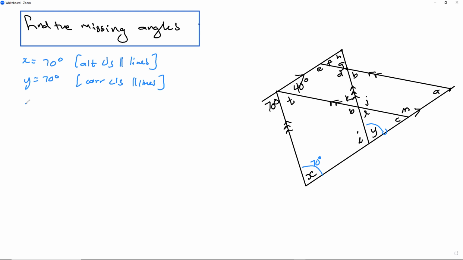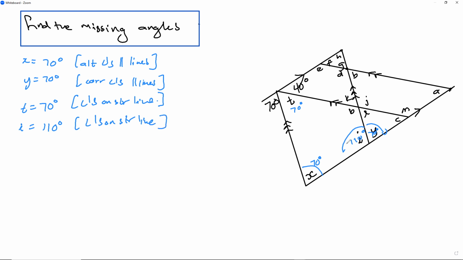And then t is going to equal, because this is 40, it becomes 110, which means t must be 70 degrees because they add up to 180. So t equals 70 degrees because of angles on a straight line. And then I lies on a straight line with y. So if y is 70 degrees, then I must be 110 degrees. It adds up to 180: 110 plus 70. I equals 110, and the reason is angles on a straight line.